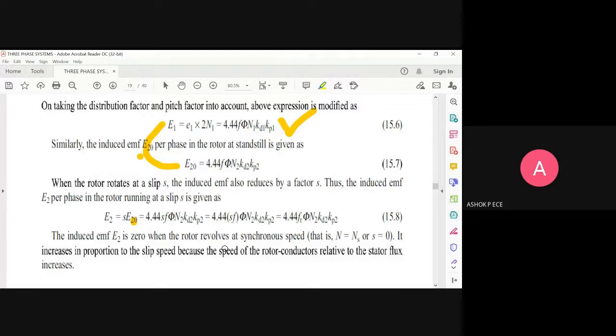So you are able to understand the rotor EMF expression. Here we find that E2 is proportional to S. All other parameters are constant. E2 is proportional to S. So as the slip increases, the induced EMF will be increasing. Everything is proportional to slip here. Any doubts in this?